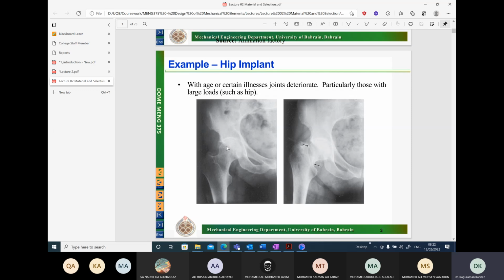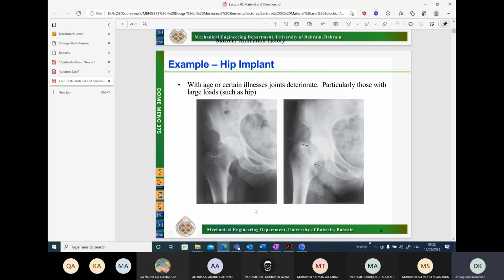Are you guys listening? Yes, doctor. Yield strength. Pardon? Can you tell me one example of a property? Yes. Yield strength. Yield strength. Okay.